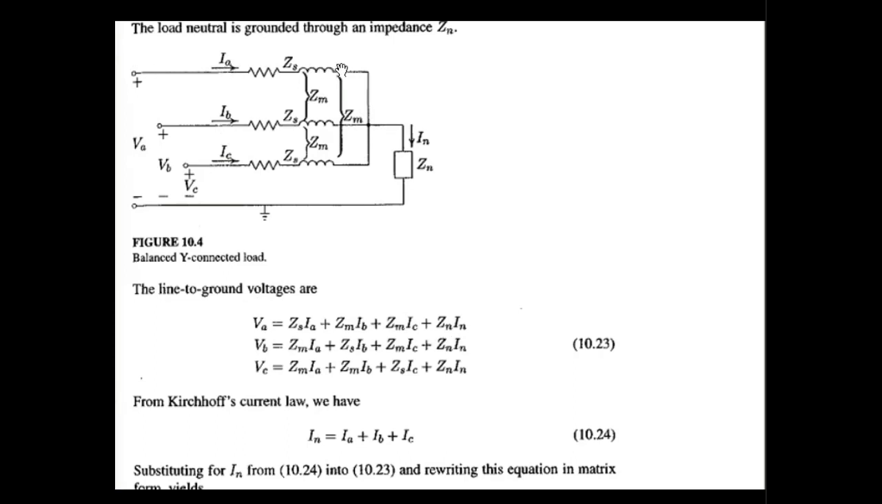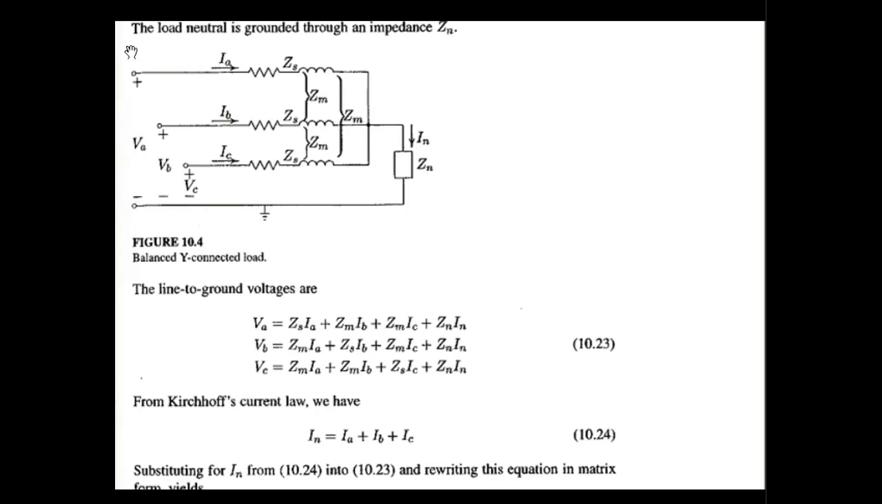So if you just write KVL around that loop, it will be like that. The regular current is normal, and due to mutual coupling or mutual impedance, you have to consider these two additional parts. One more question, sir: for the addition of the voltages using KVL, we have to consider it from the VA terminal to the ground. So that is why we include ZN.